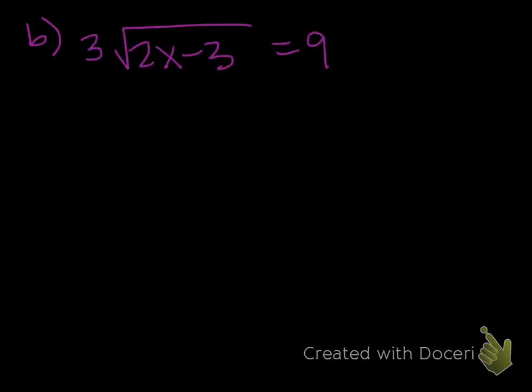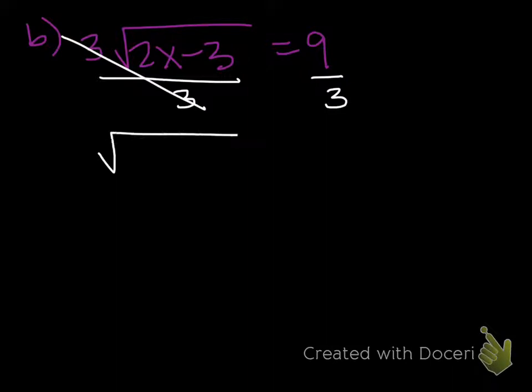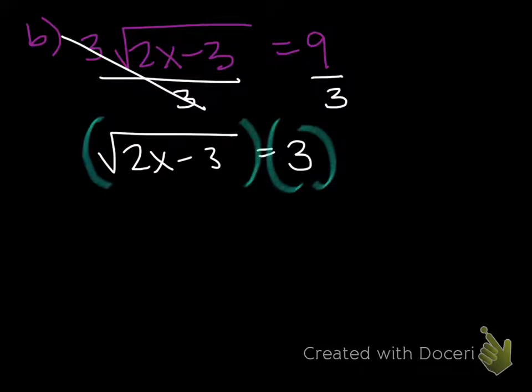Letter B, we are in radical form, so we are going to start by dividing both sides by 3, and I get the square root of 2x minus 3 equals 3. And the opposite of square rooting is squaring, so I'm going to raise both sides to the 2nd power. When I do that, the square root and the squared cancel, and I'm left with 2x minus 3. On the right side, we will get 9.